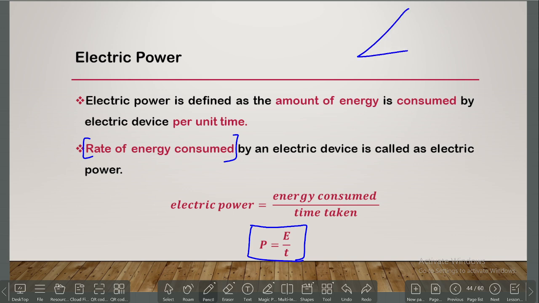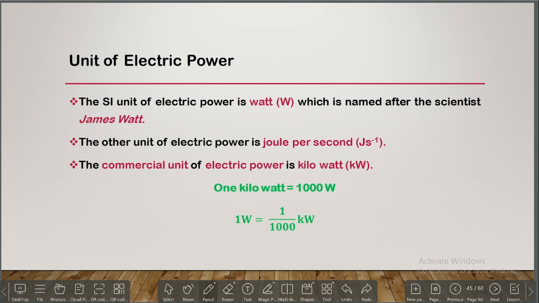Remember this one also in the form of a triangle: P, E, T. Side by side means multiplication, and one above the other means division. So power is equal to energy by time taken, energy is equal to power into time taken, and time is equal to energy by power.